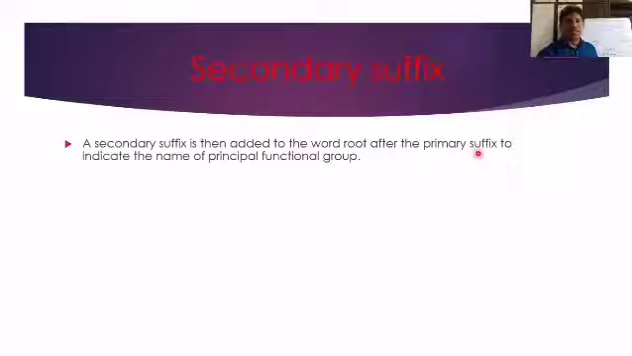So where do we add the secondary suffix? After the primary suffix. Immediately after the word root, the primary suffix will be there. After the primary suffix, what will be added? The secondary suffix is added to indicate the name of the principal functional group. So the secondary suffix is indicating what? The name of the principal functional group. And the secondary suffix will be written after the primary suffix. The primary suffix is written after the root word.